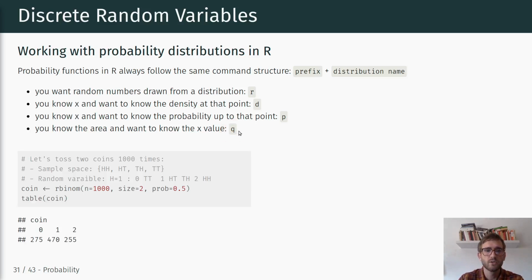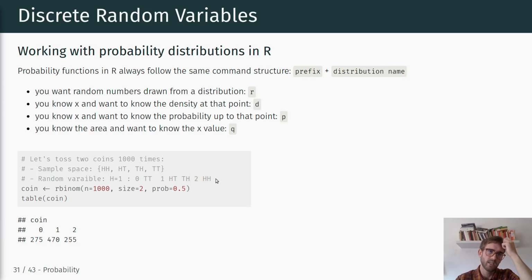All right. So to just give you a brief example, suppose we want to toss 2 coins 1,000 times and count the number of heads. And of course the sample space for each coin toss is 4 different outcomes: heads heads, heads tails, tails heads, and tails tails. We can describe this as a random variable where we count the number of heads, which can be either 0, 1, or 2.